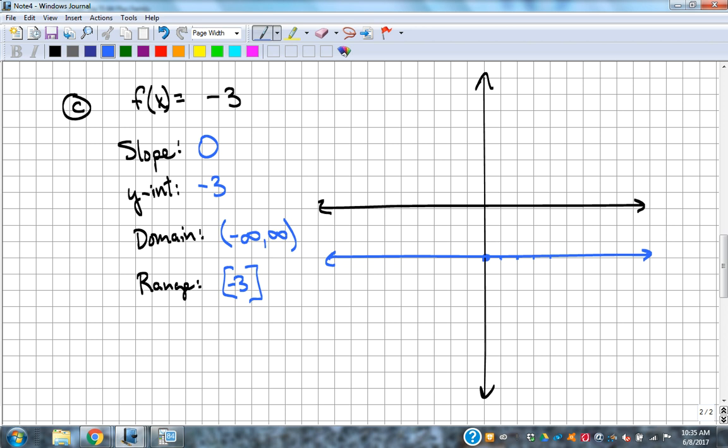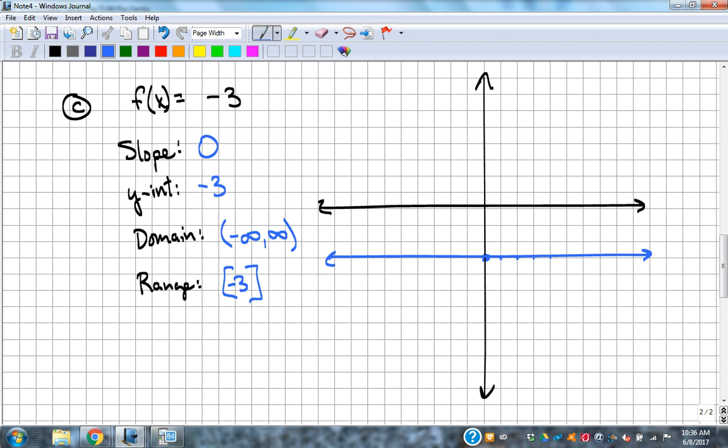So y equals a number or f of x equals a number, same thing. It's a horizontal line at that number. Okay? The domain is -infinity to +infinity, and the range is whatever number that is. So if it's f of x is equal to -3, it's this picture. If it's f of x is equal to 5, then the range is going to be the 5. And notice I've got brackets around that range because that's the only number that it is, and it's included.